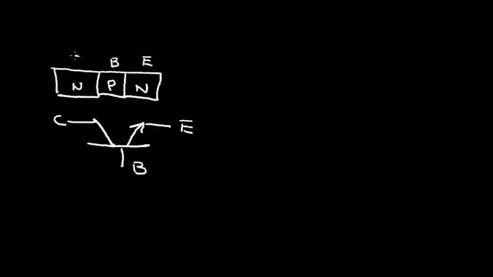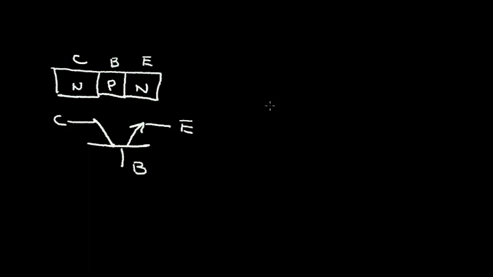Now, if we arrange these P and N regions a little differently, for example, if we have an N region that connects to a P region that connects to another N region, we get what we call an NPN transistor. And its symbol looks like this. In this case, this is the emitter, the base terminal, and the collector terminal. So this would be the emitter, the P region would be the base, and this other N region would be the collector.